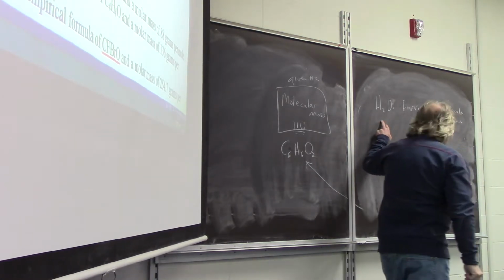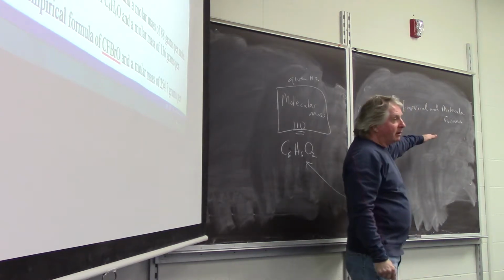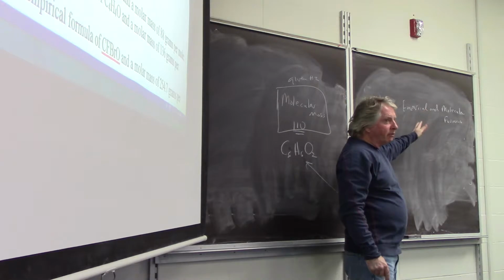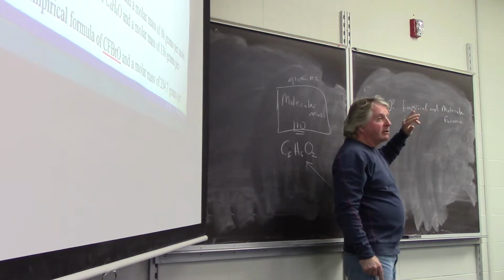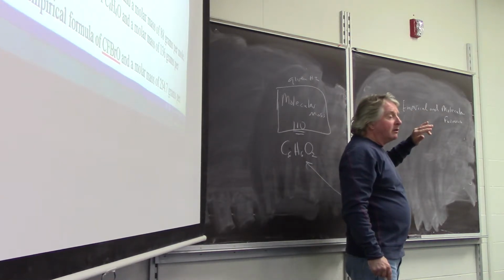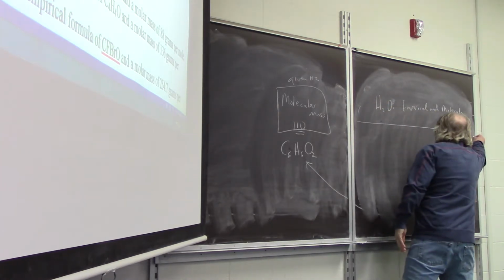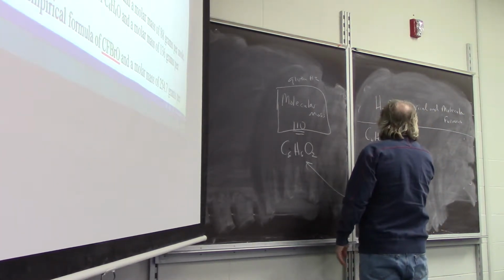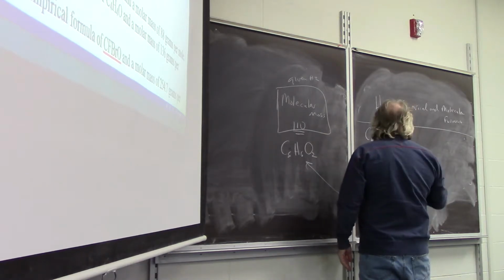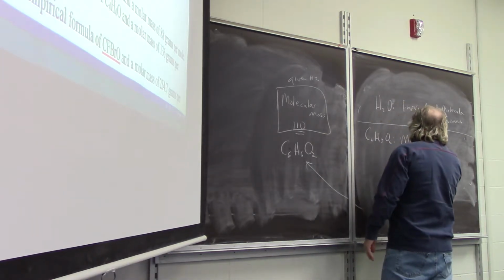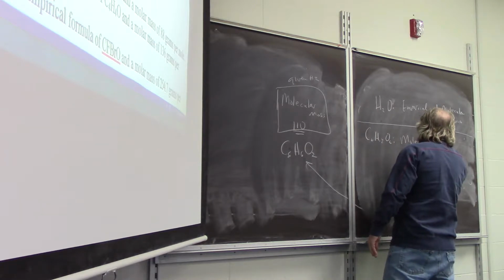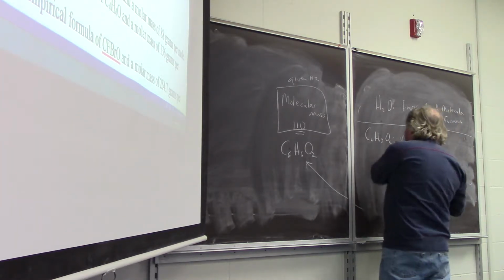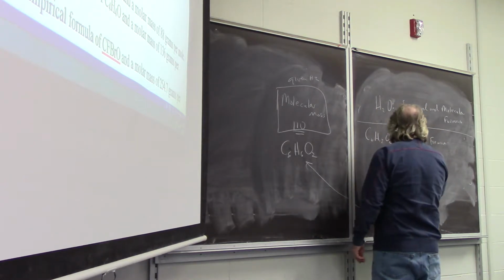For water, H2O, the empirical formula and the molecular formula are the same. There's 2 hydrogens and 1 oxygen for water. Okay. For glucose, this is the molecular formula. But the empirical formula is different.